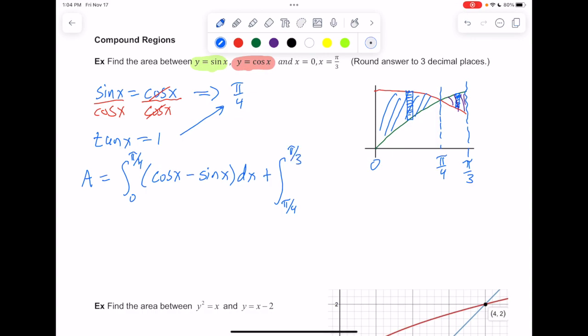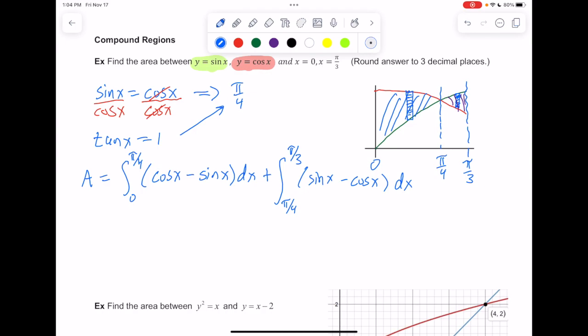And now top and bottom are reversed. So the top function now is the green one, which is sine. So we do top, sine of x, minus bottom, cosine of x. That gives us height, and then times the width, which is dx. So that's going to be the exact area.